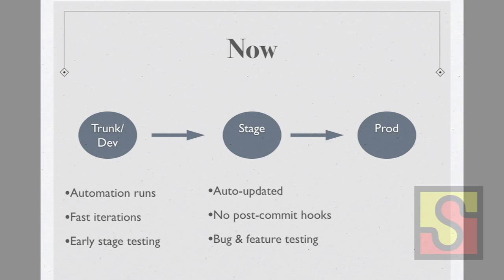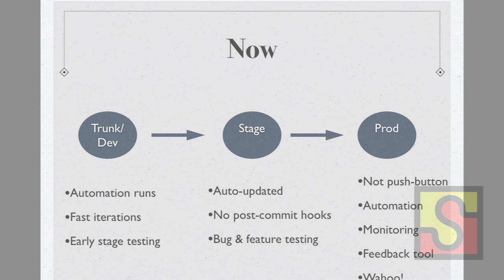Right now, again, there are no post-commit hooks. But there should be. Bug and feature testing is occurring on stage. And as it stands, there's no big red push button. There's still the need to involve IT, to get them on the phone, or in our case, via a push bug, an IRC.